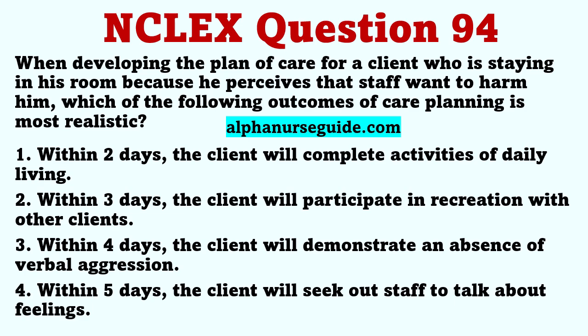The correct answer is 4. The client is exhibiting suspiciousness of and a lack of trust in the staff, not aggression. Seeking out staff indicates the development of trust and decreased suspiciousness. Although completing activities of daily living and participating in recreation with other clients are important, the major problem presented is related to the client's isolation and perception of being harmed, not, for example, showering, hygiene, or other clients.